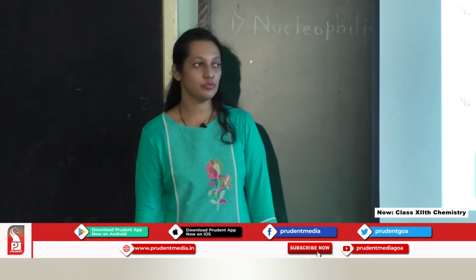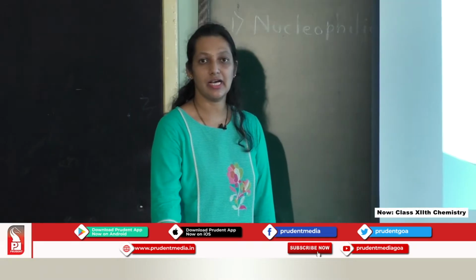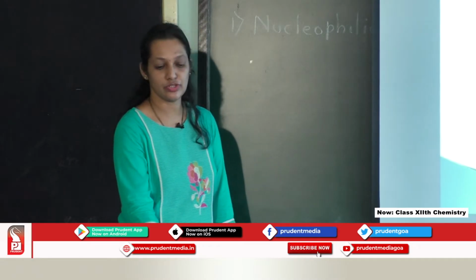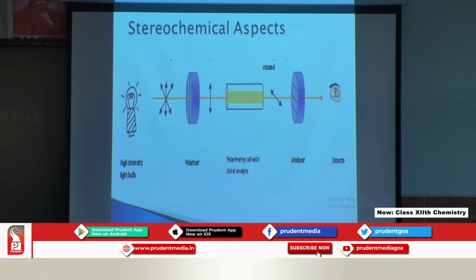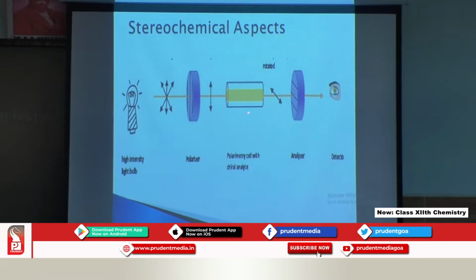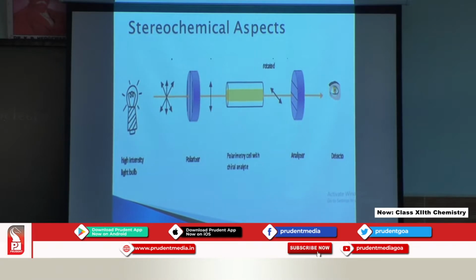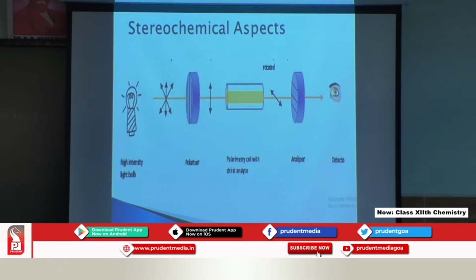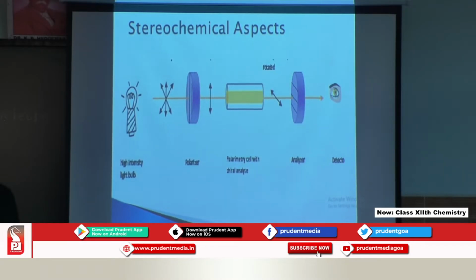Okay. Now, let us move on to the nucleophilic substitution reaction. Before that, we will just see the stereochemical aspects of nucleophilic substitution reaction. Certain compounds rotate the plane polarized light through the polarimeter when it is passed through the solution. Those compounds are known as optically active compounds. And if the compound does not rotate the plane polarized light, it is known as an optically inactive compound.